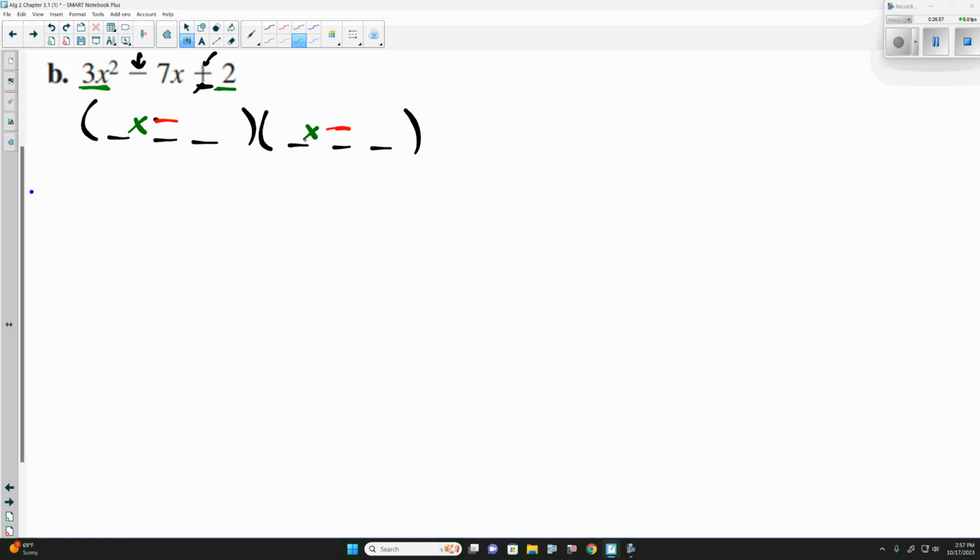1 and 3. So we need to determine which parentheses would have the 3. Doesn't really matter, we just need to pick one. First one or second one? First one. So we'll have 3x and x. Factors of the third term, factors of 2. What are the factors of 2? 1 and 2. Which parentheses would have the 1 and which one's going to have the 2? Do we want to put the 1 in the first one or the second one? Not at this point. We will check it and make sure it is correct.